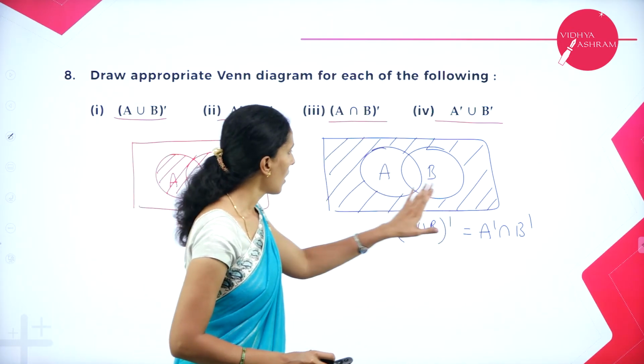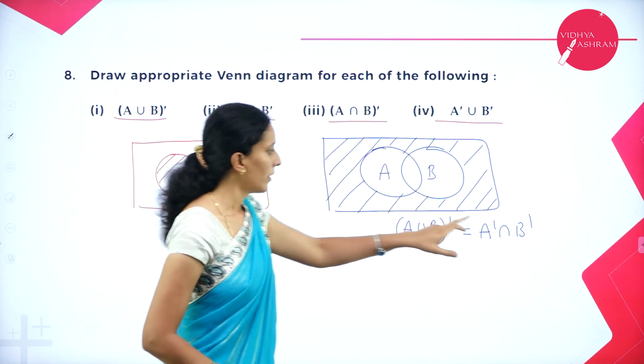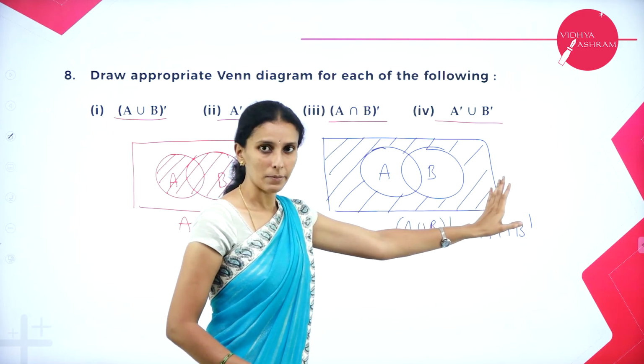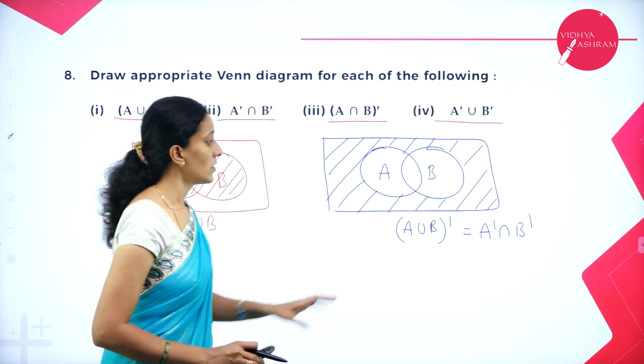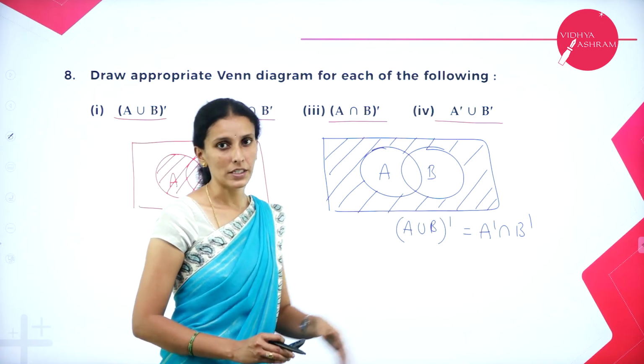A dash means outside the circle A. B dash means outside the circle B. So they will be outside the two circles.